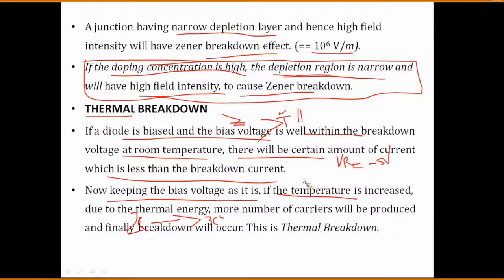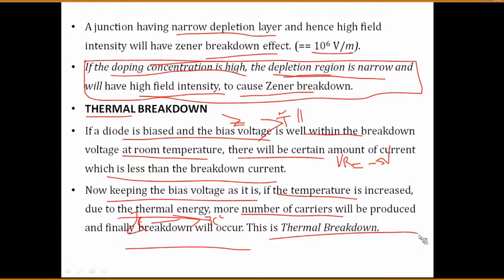Now the current is doubling, which means the reverse charge carriers are also doubled. If you fix the bias voltage as it is and the temperature is increased, then due to the thermal energy, more carriers will be produced and finally breakdown will occur. This breakdown is thermal breakdown. If the breakdown occurs due to the temperature increment, that is called thermal breakdown.